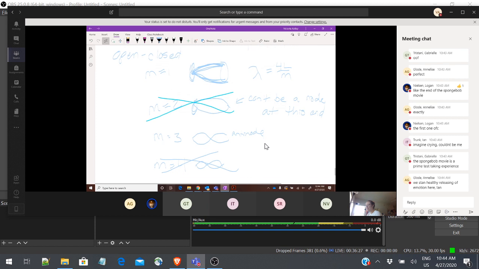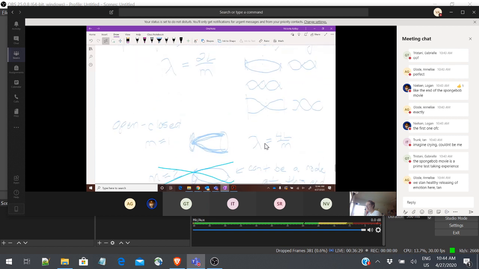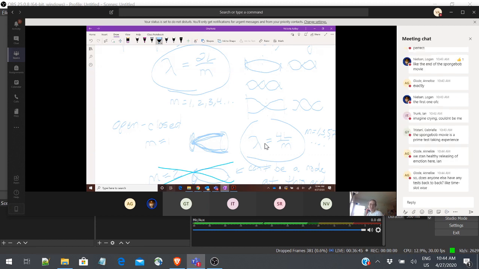So basically, you have two options. You have 2L over m. You have 4L over m. This is m equals 1, 2, 3, 4, etc. This one is 1, 3, 5, 7, etc. And then for 22, your job is to figure out which pattern it fits.